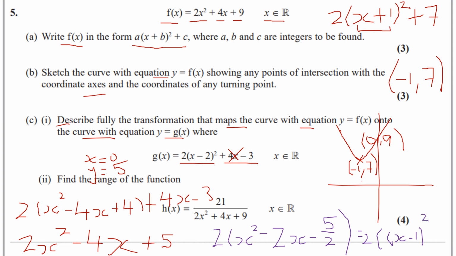Okay, half of the coefficient of x. So half of minus 2 is minus 1. Square it, so subtract the number squared, and then subtract 5 halves. Okay, close the bracket. Okay, and I'm going to get minus 7 halves. So when I simplify this, I'm going to get 2 brackets x minus 1 all squared minus 7.